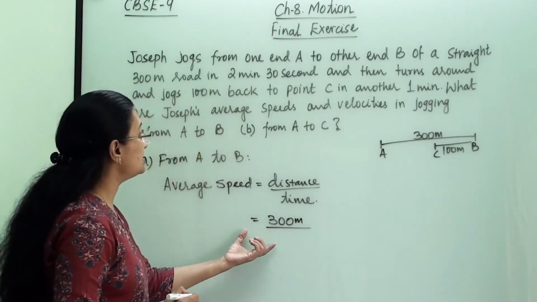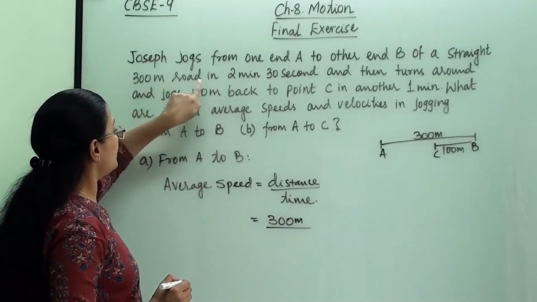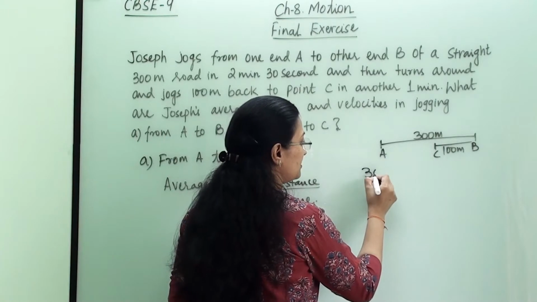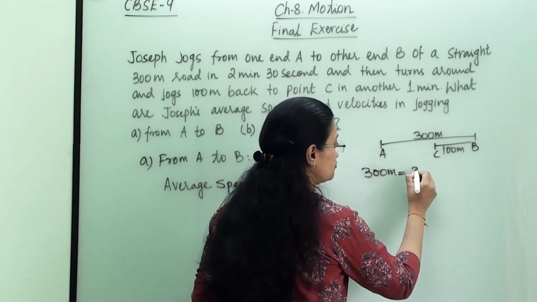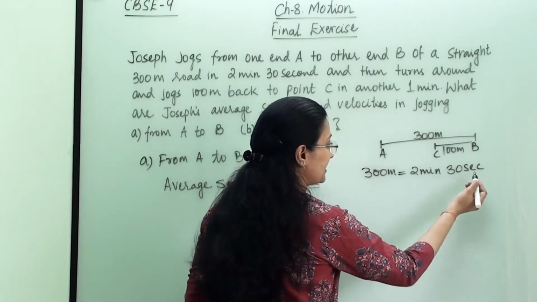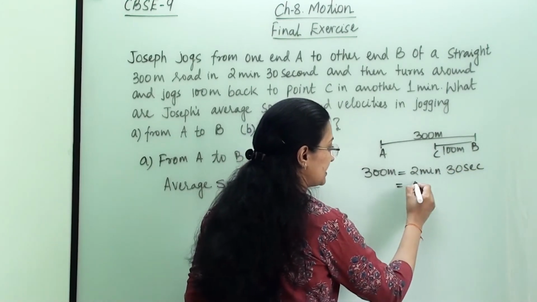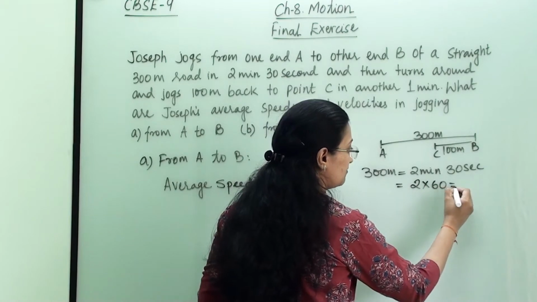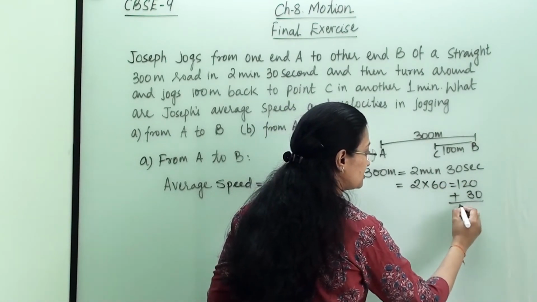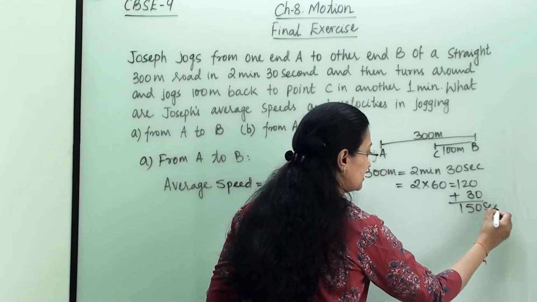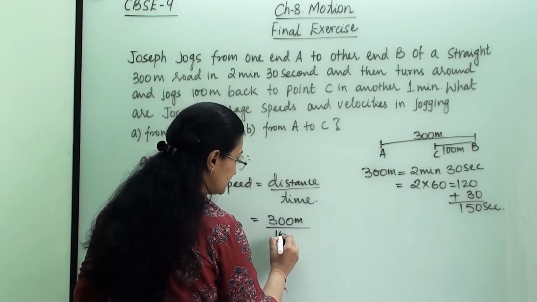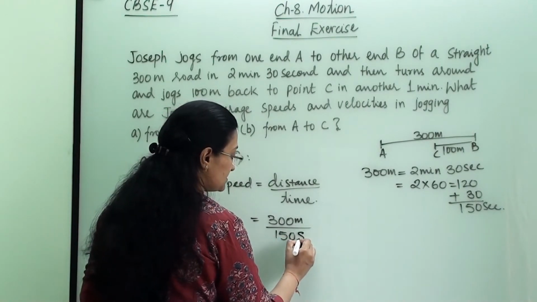And what will be the time? That 300 meter he covers in 2 minutes and 30 seconds. So 2 minutes 30 seconds we have to convert into seconds. So 2 into 60, we got 120, plus 30, so we got 150 seconds total time for 300 meters.